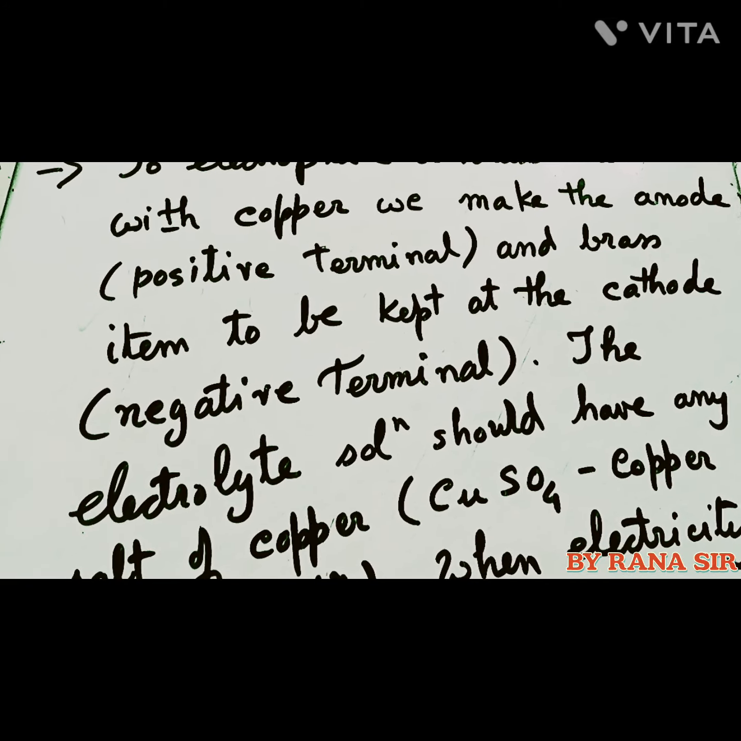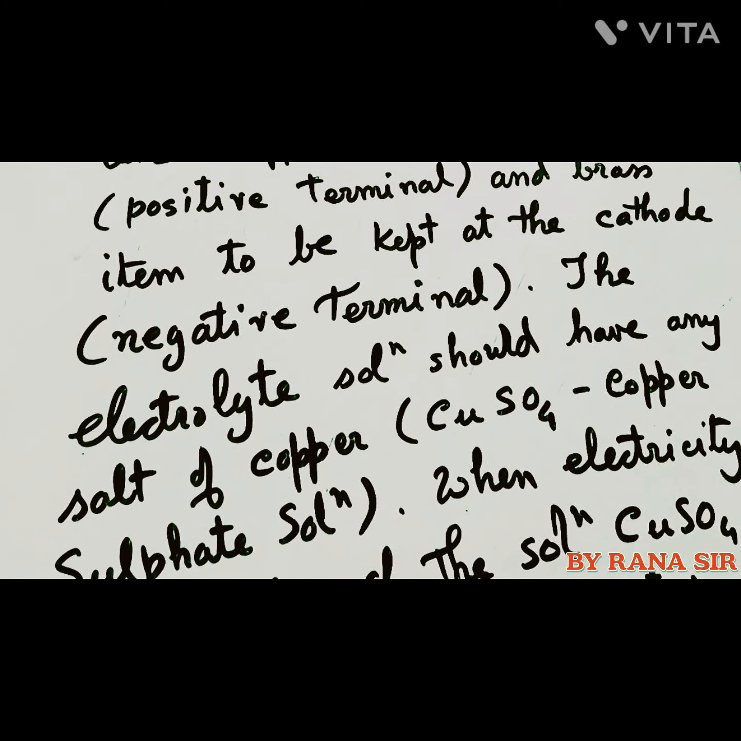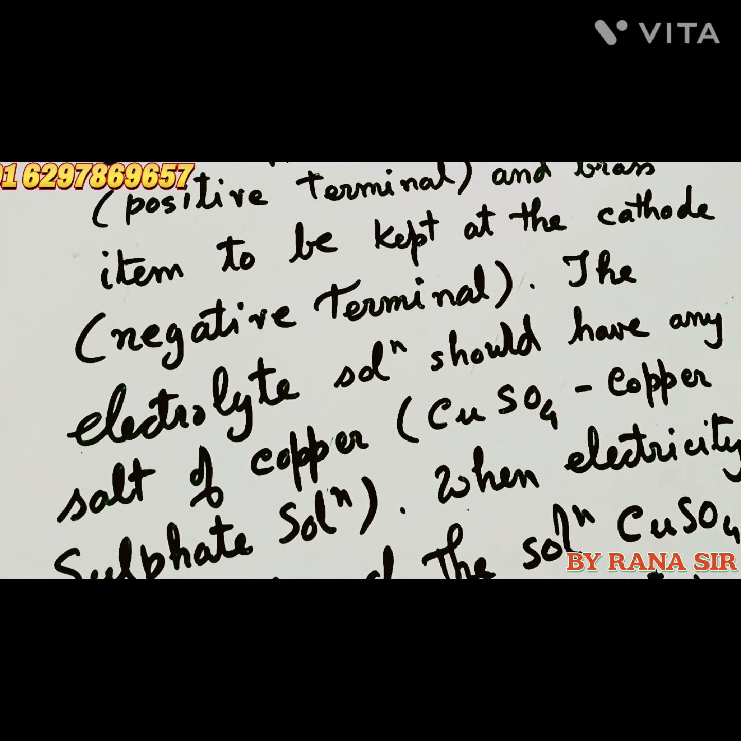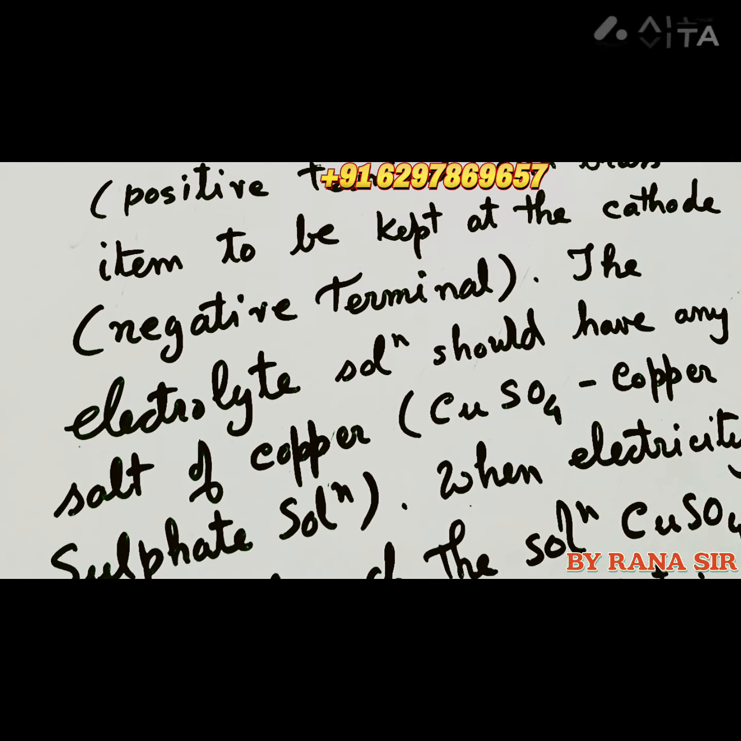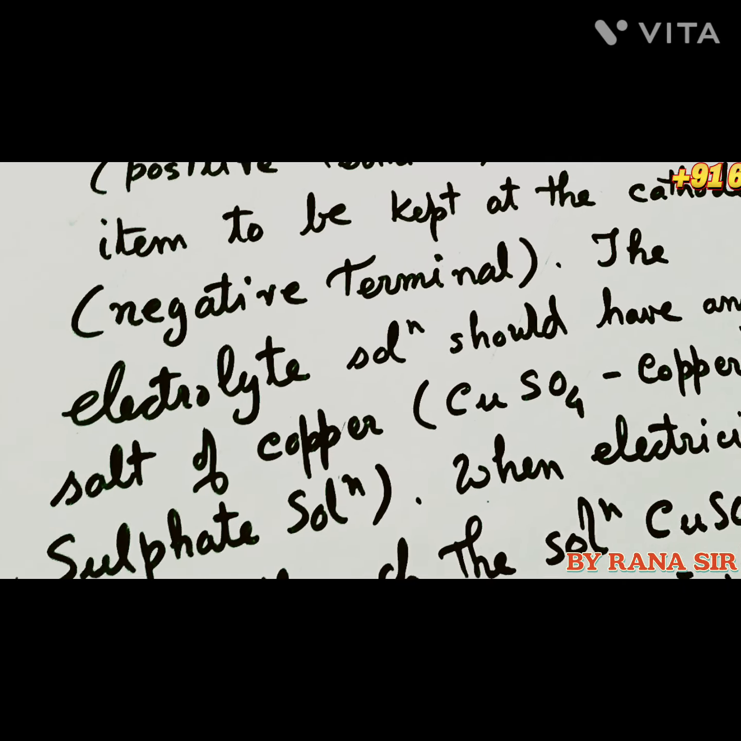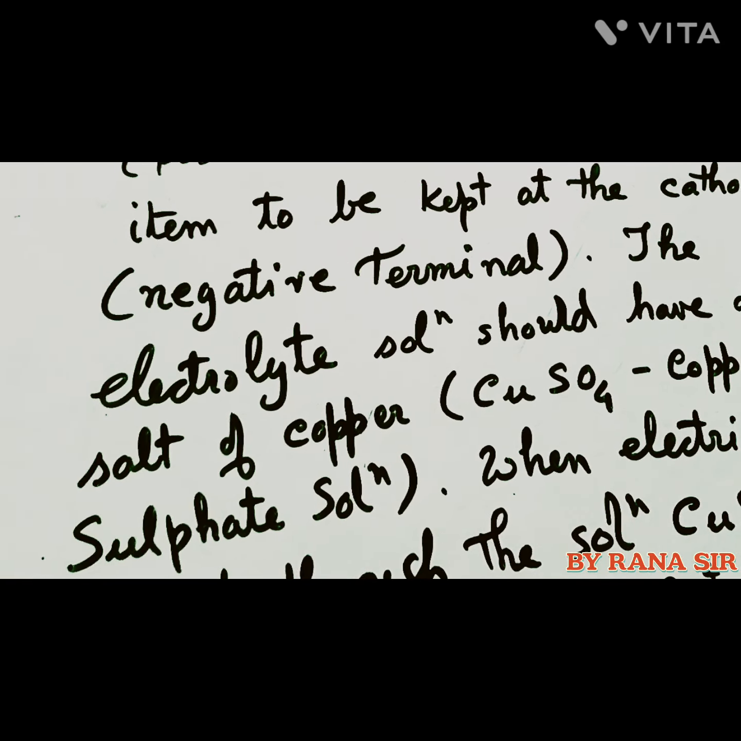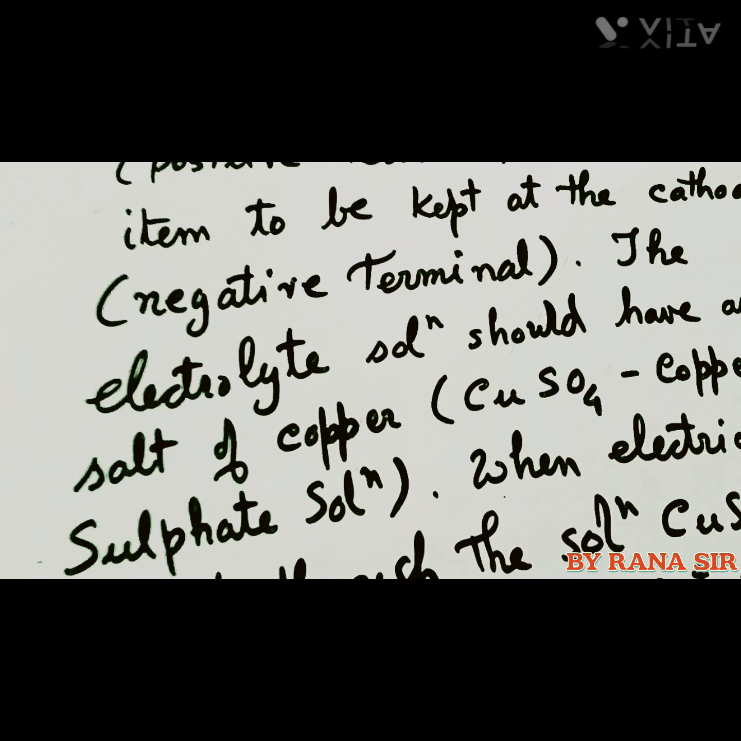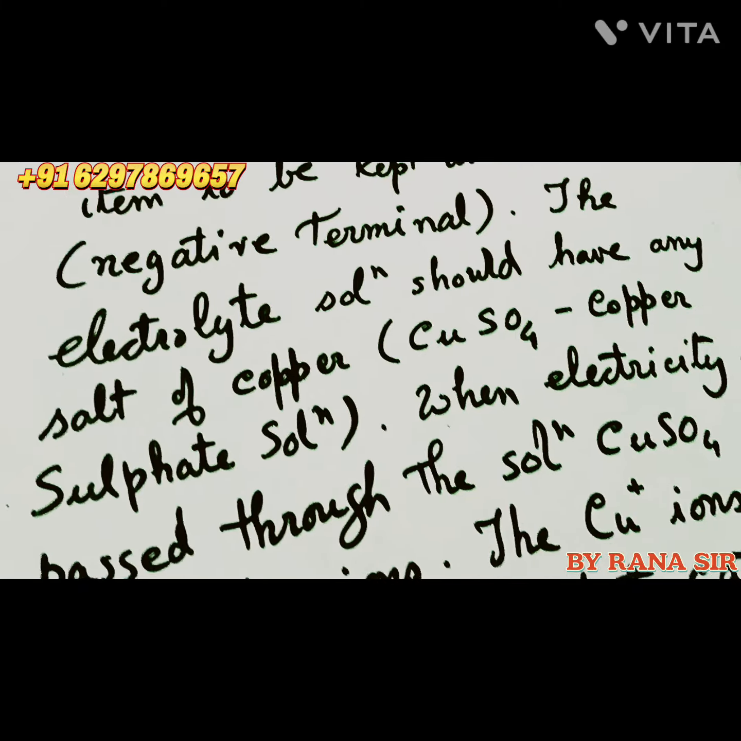The electrolyte, that is the solution, should have a salt of copper, for example copper sulfate, CuSO4. Now what does this sentence mean? This means that the electrolyte, the solution, should have the salt of the metal which is supposed to electroplate the other metal. Here copper is electroplating brass, so the metal salt, that is the electrolyte, should have copper.